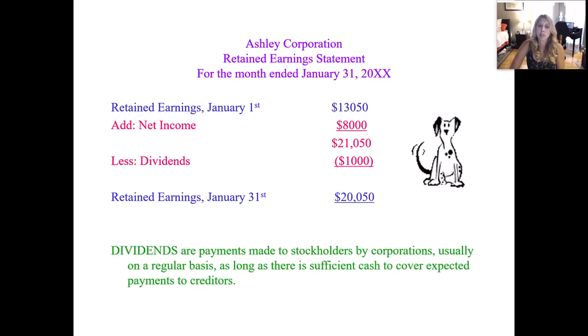And this is just a little tidbit about dividends, okay? They're payments that the corporation would make to their stockholders on a regular basis if they have sufficient profits, okay? They're not required to by law, but it's a good practice to keep the shareholders happy.